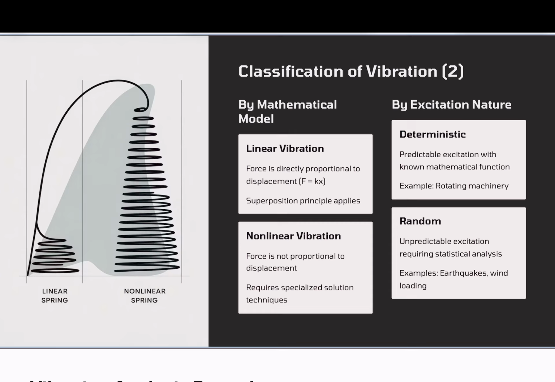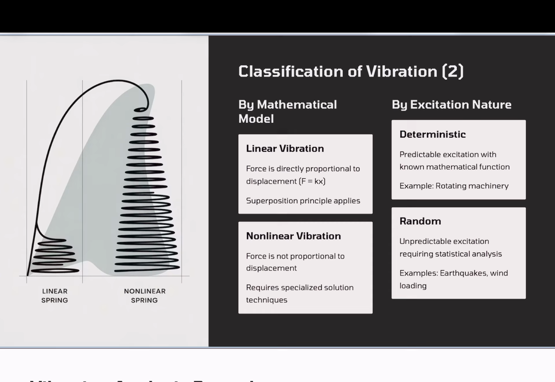In nonlinear vibration, the force is not proportional to the displacement. These systems are more complicated and we often need approximate methods to solve them. For example, very large deflections in structures or materials that don't follow Hooke's law fall into this category. By excitation nature, we have deterministic and random.